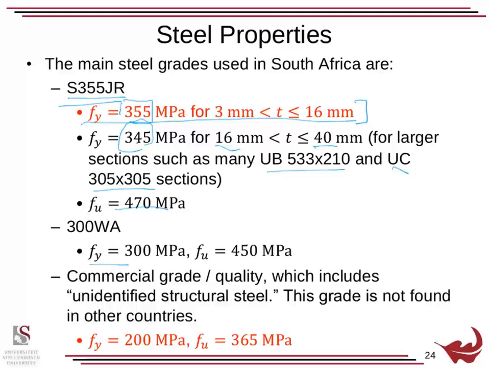And you will find at times also commercial grade or commercial quality. This is unidentified structural steel. It's not found in other countries. It is sort of, if you go down to the hardware store and there's some steel there and you're not quite sure what it is, treat it as commercial grade. And there are your properties: a 200 MPa yield, a 365 ultimate stress.